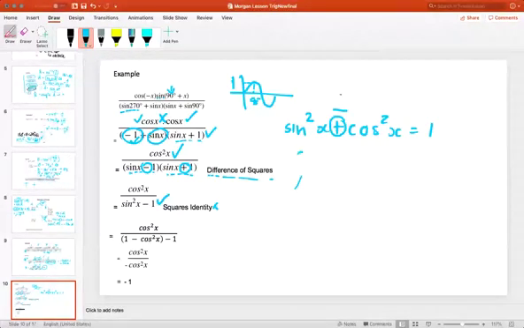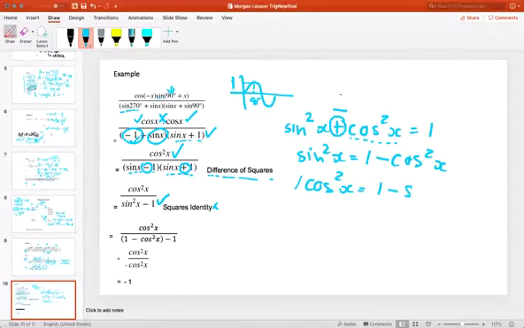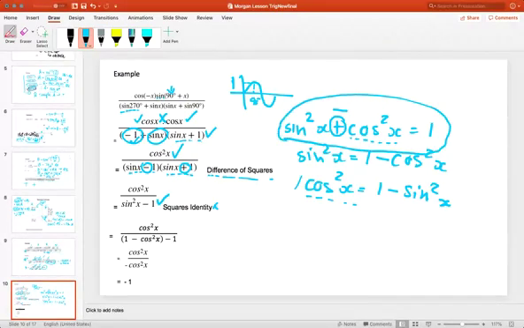But what if I wanted just sine squared x? I would have to get rid of this cos squared x here. So I'd have to say 1 minus cos squared x. And if I wanted just cos squared x out of my original squares identity, I'd have to say 1 minus sine squared x. And that would get me just cos squared x on its own. But the original squares identity is sine squared x plus cos squared x is 1. These bottom two are variations of the squares identity.